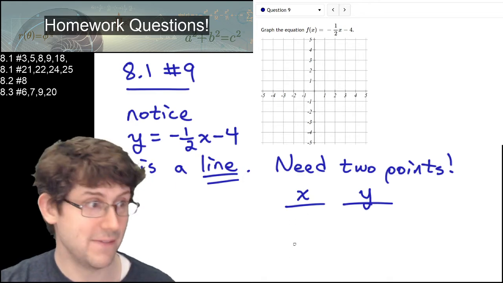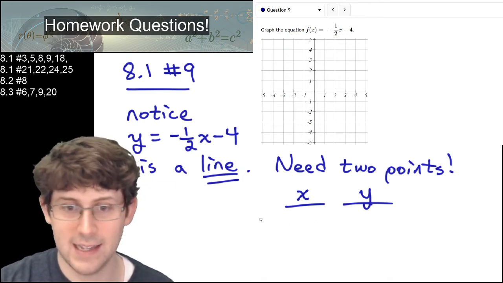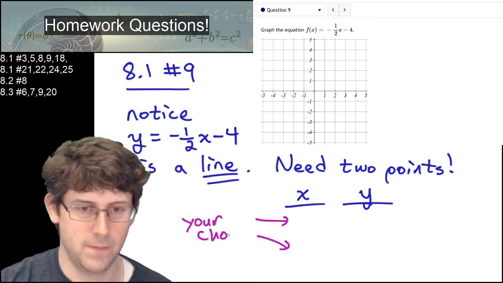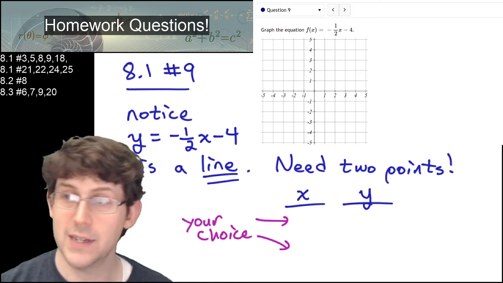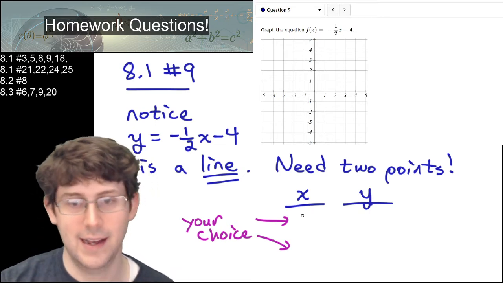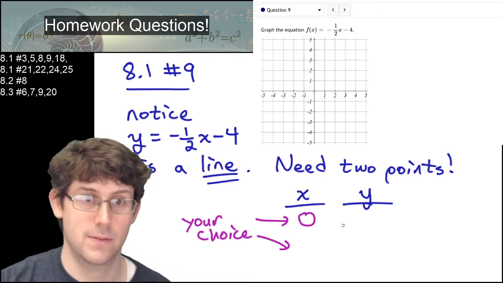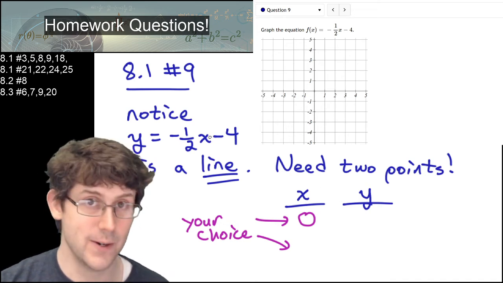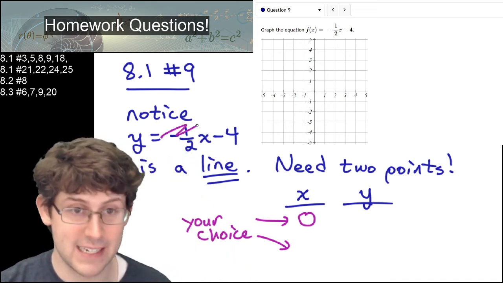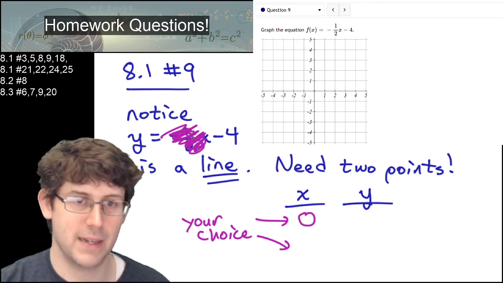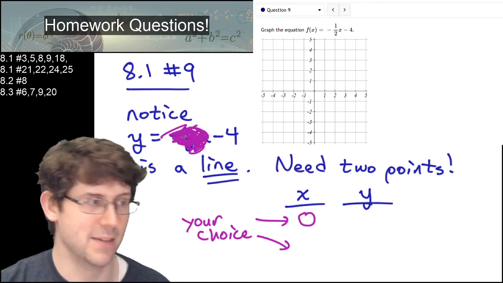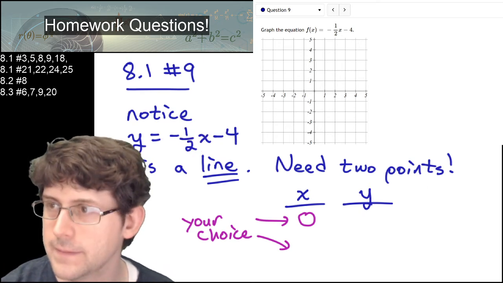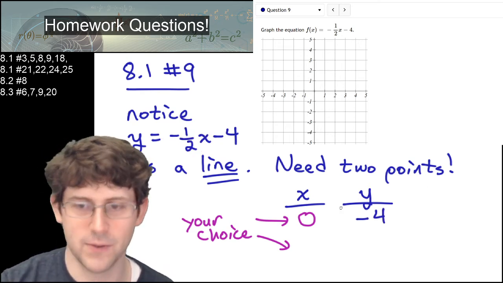So I plug in my favorite 2 x's. You can pick anything you want. If you get to pick any number you want, I recommend 0. You might as well be nice to yourself. When x is 0, it gets multiplied by minus a half. Multiplying by 0 kills a number, makes it 0, and you're left with just minus 4. So when x is 0, y is minus 4.